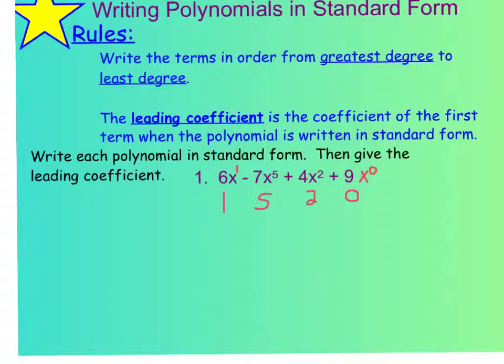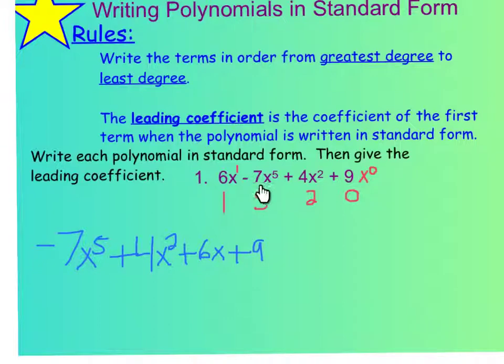And this, remember, if a number is by itself, it's called a constant, and there's an invisible exponent, or variable, with an exponent 0. So we could say x to the 0. So that's a 0 degree. That will go last. I need the greatest on the left, so I'm going to do this one first.